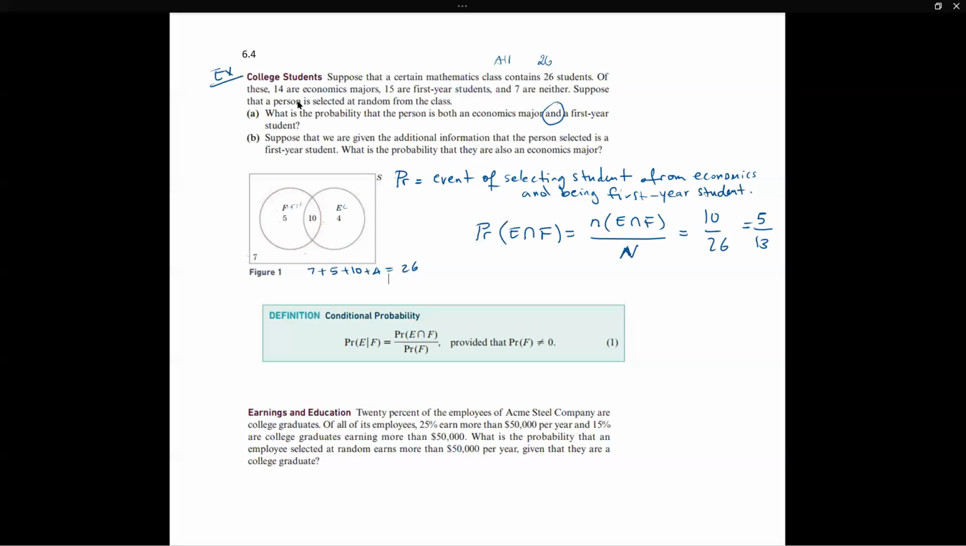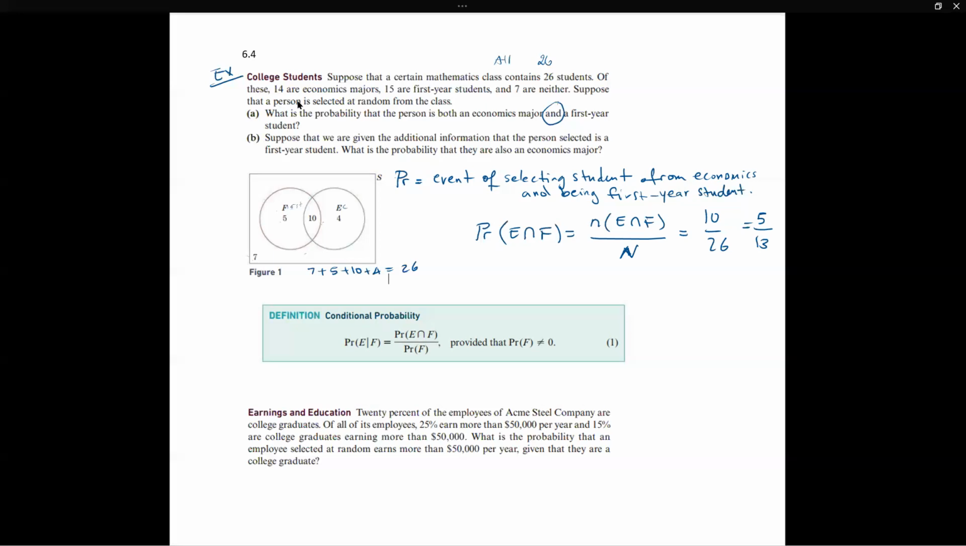Suppose that we are given the additional information that the person selected is a first year. What is the probability that they are also an economics major? As you see in this question, you're given the information that the person that was selected is a first year.